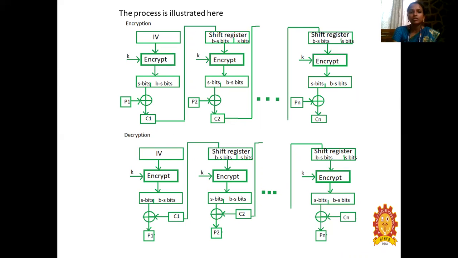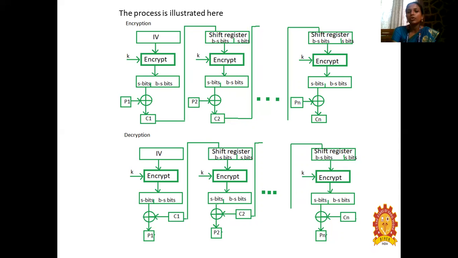In the encryption process, the initialization vector is the first value. We know the initialization vector, we have taken that value randomly, and we have given this value to the encryption process with the help of the key. Then we have taken the S bits. Then the output is given to the XOR operation with the plain text. Then it produces the ciphertext.